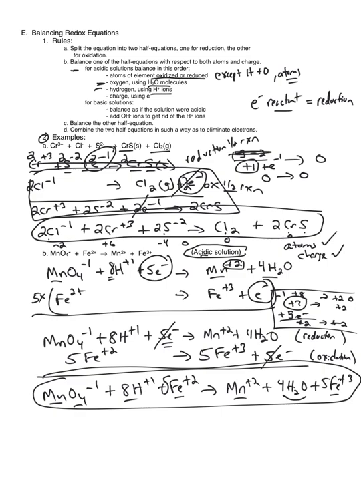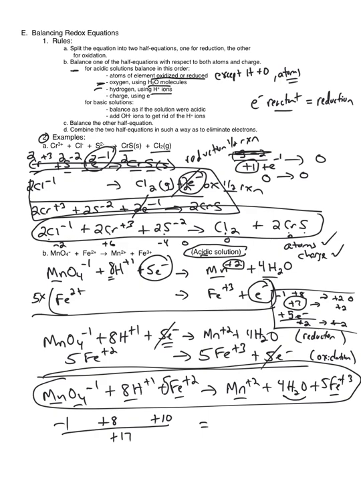Last thing to check is we want to check charges. So the manganese, there's only one of them. It's -1. There's 8 hydrogens, so that's +8 because there's 8 positive ones. And 5 times 2, and it's +10. So the summation of all those charges adds up to +17.